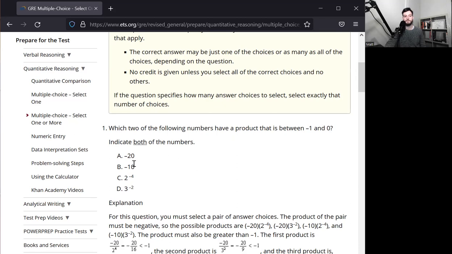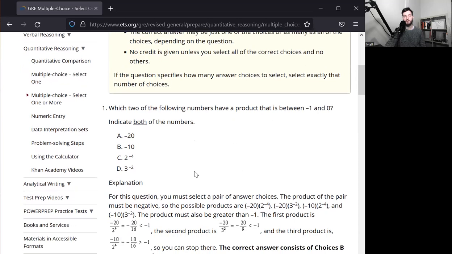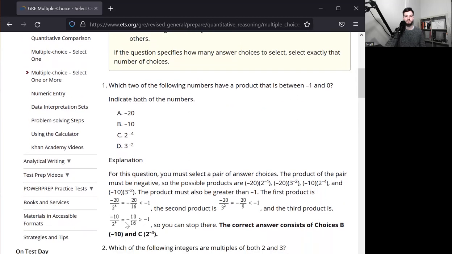Let's try with the 10. -10 times 1 over 16 is going to end up being -10 over 16. And there you go. That is between 0 and -1 because the absolute value of 10 over 16 is less than 1. So that's our answer. B and C together make our product. So both B and C would be our final answer because these indicate the two numbers.